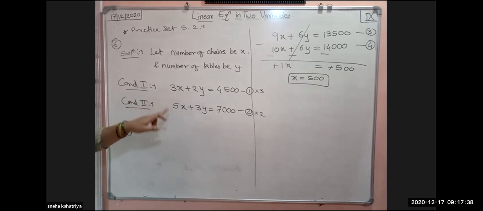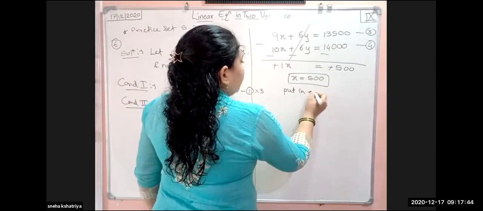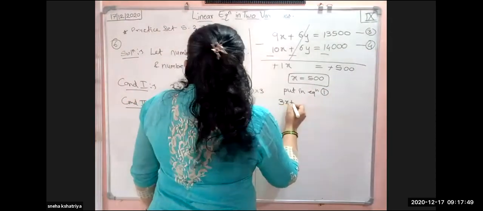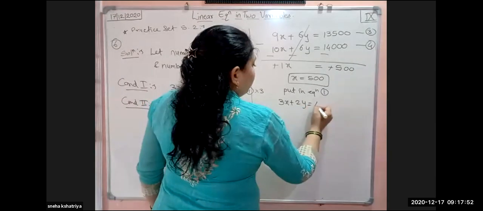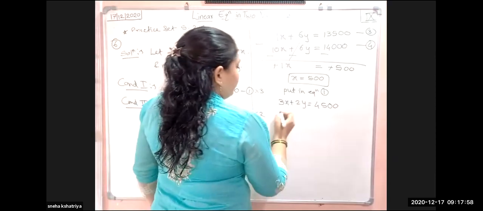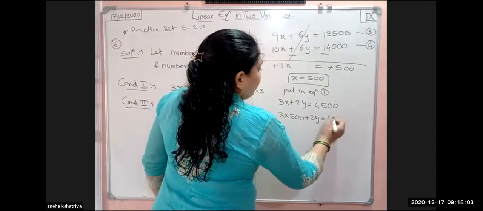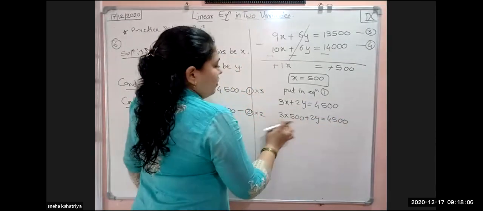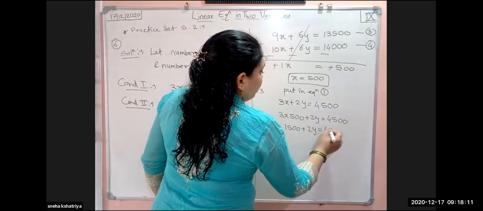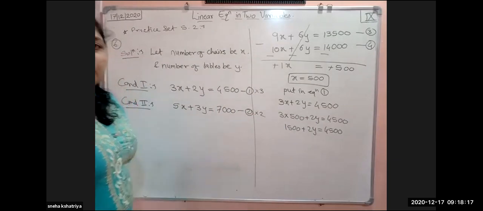Either put in one equation or put in two equations. So we will put in equation 1. What is equation 1? See here, 3x plus 2y is equal to 4500. Okay. Put the value of x as 500. 3 into 500 plus 2y is equal to 4500. 5 3s are 15. 1500 plus 2y is equal to 4500. Simply we are going to calculate and find the value of y.